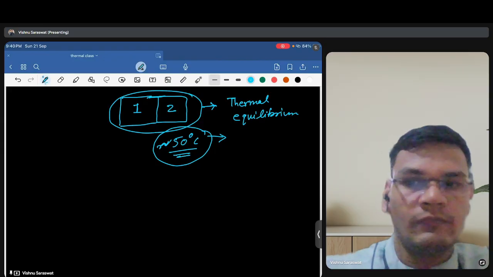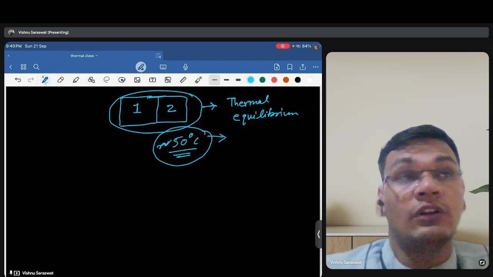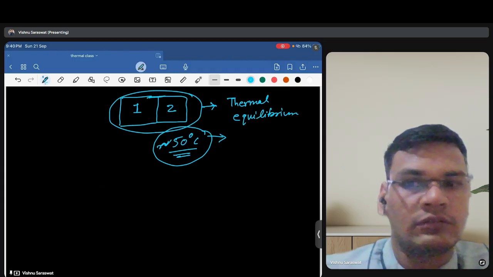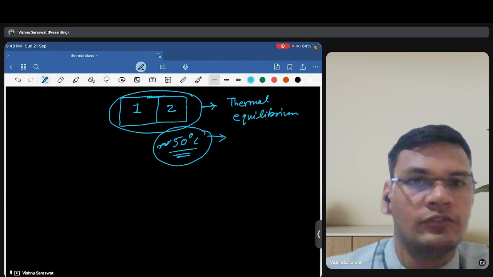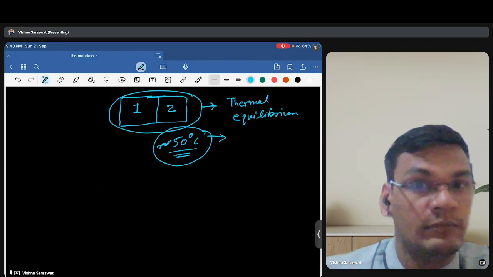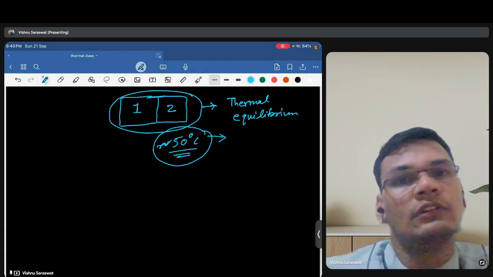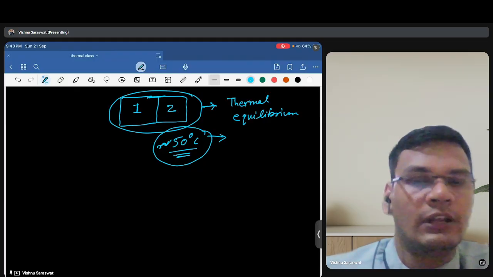So, as we know, temperature is one of the fundamental quantities with the dimension of theta, and there are seven fundamental quantities as we discussed in the first unit. Can you tell me the seven fundamental quantities in the comments? Okay, I will explain here the seven fundamental quantities.